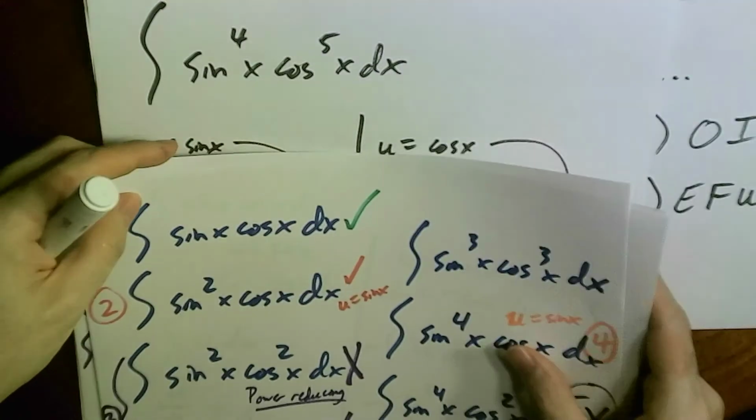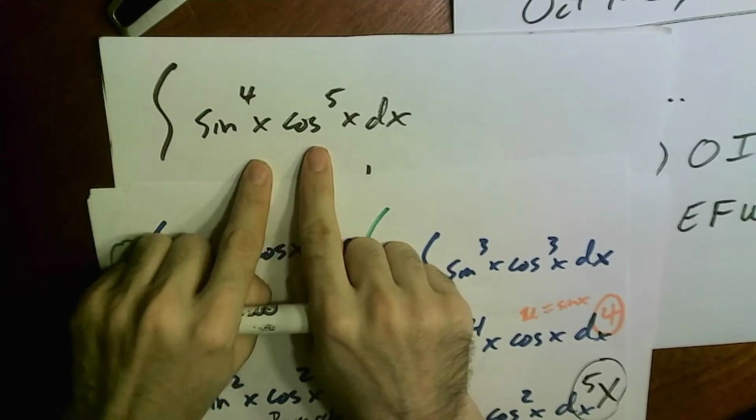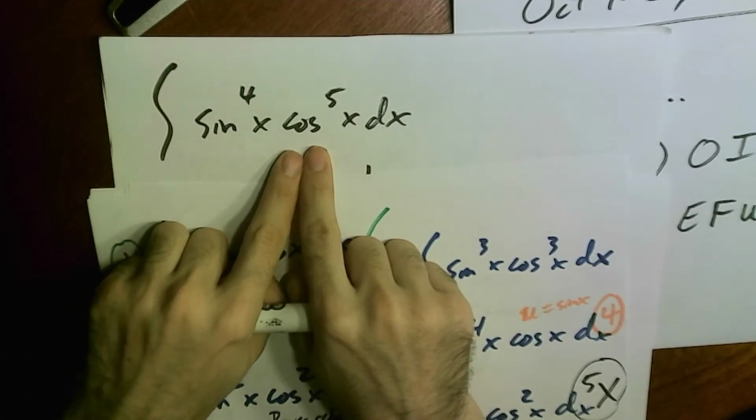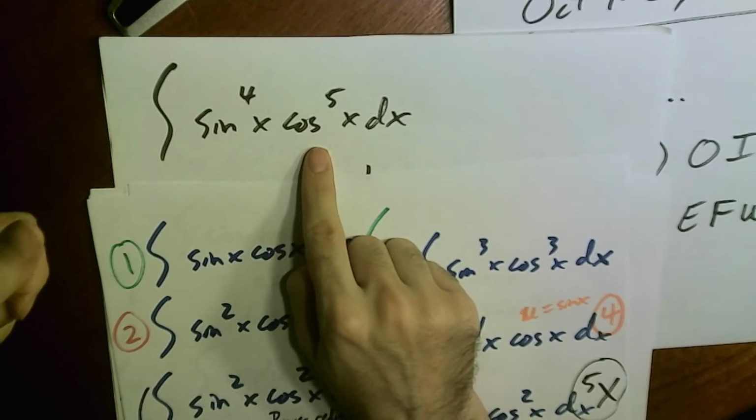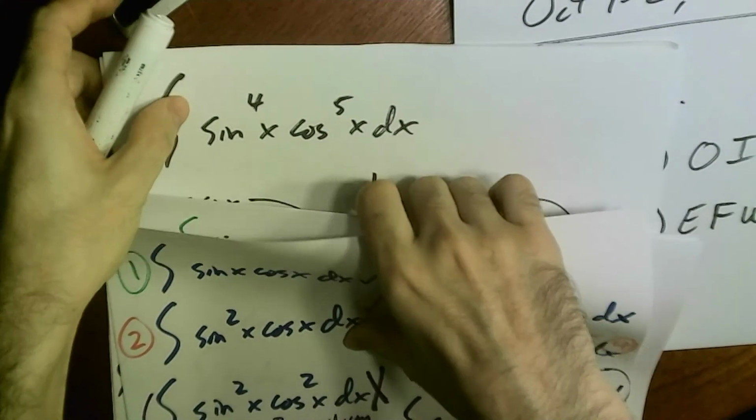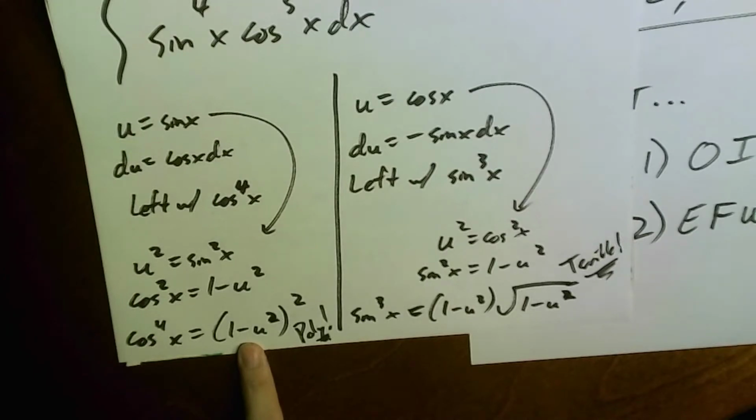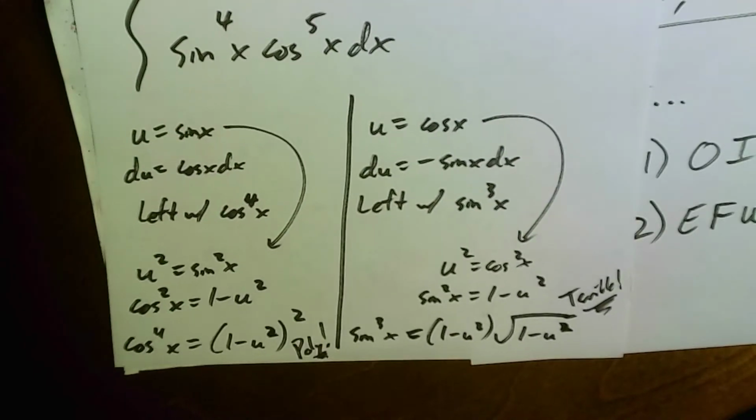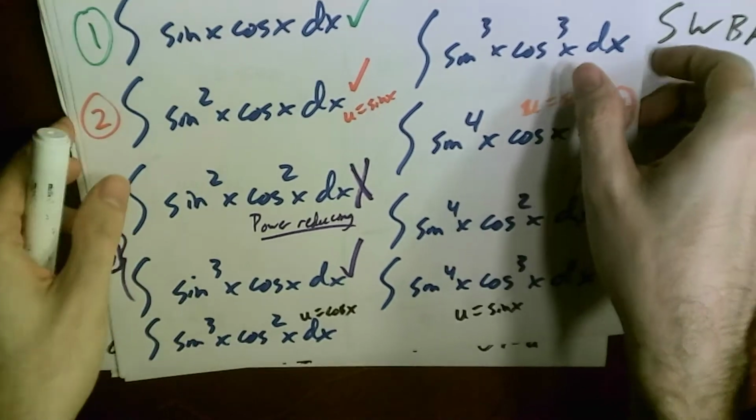Having an odd number of cosines was great. I can use one for my du and I'm left with cosine squared, squared. Which isn't so bad, right? Cosine squared, squared. I can work with that. Odd is good. Odd is great.